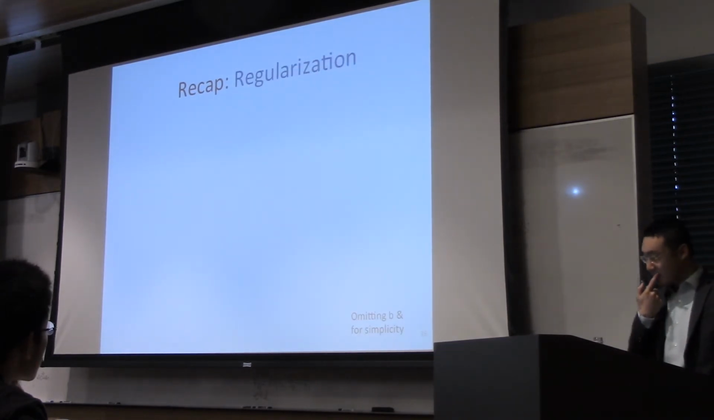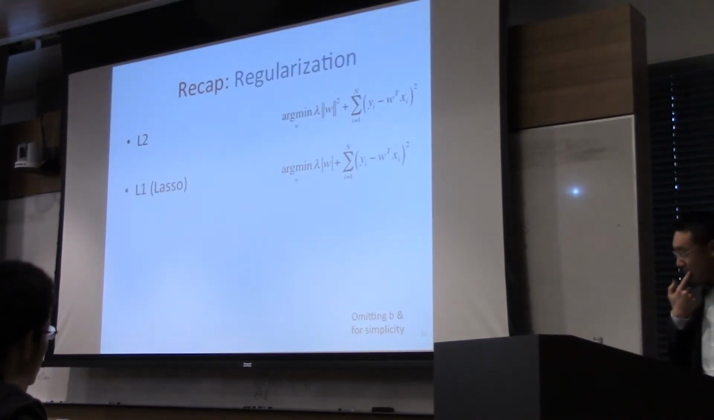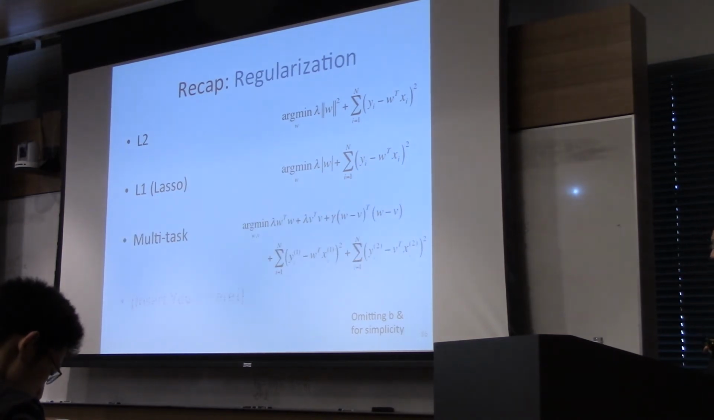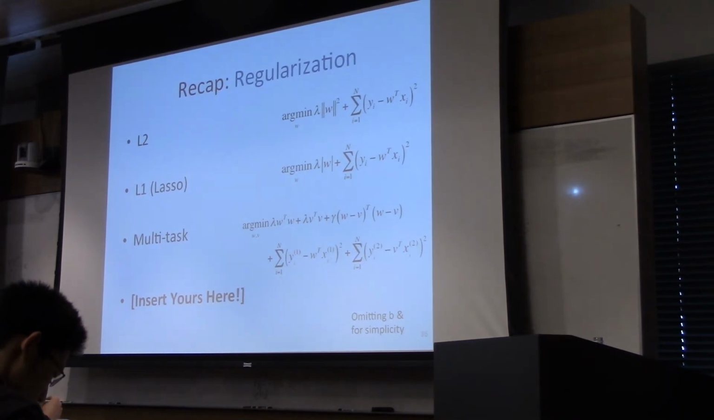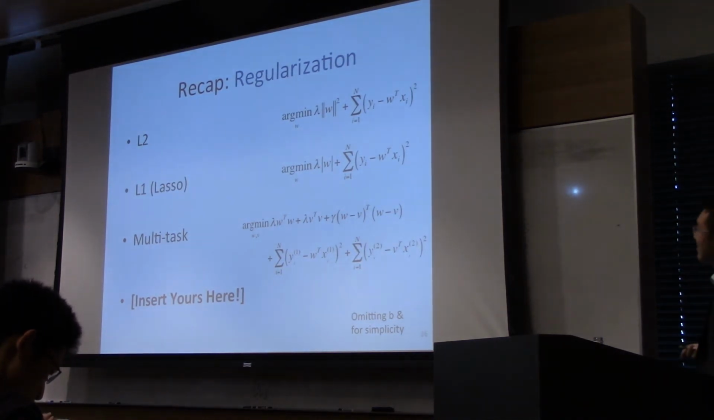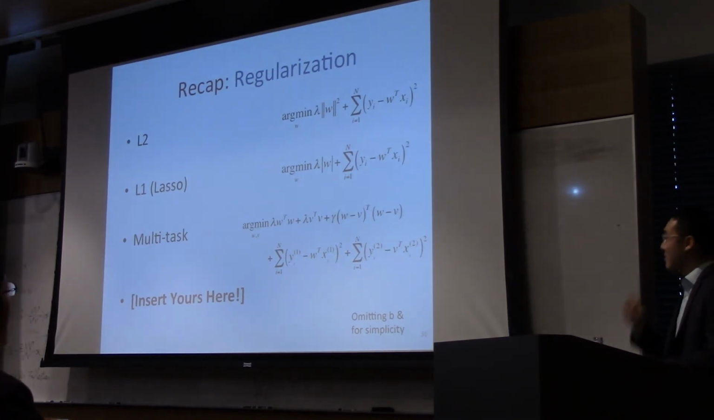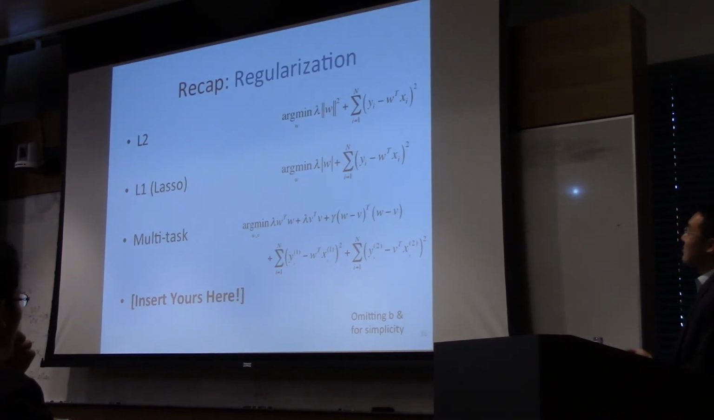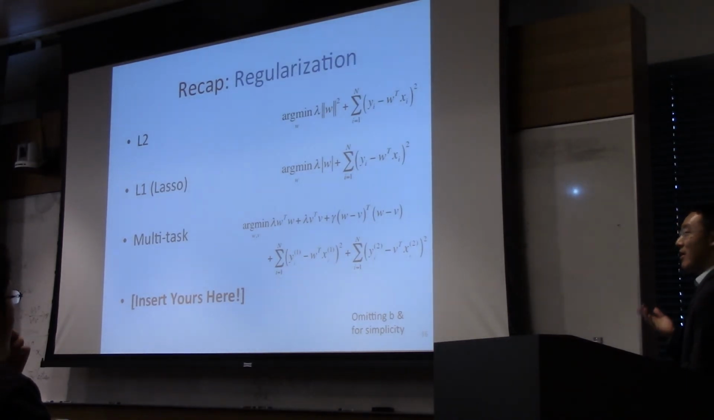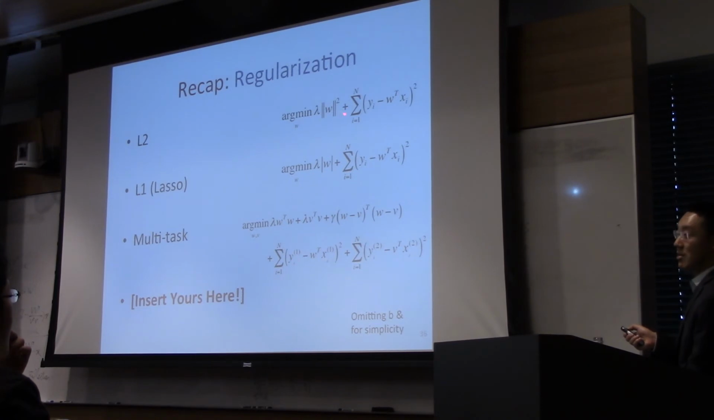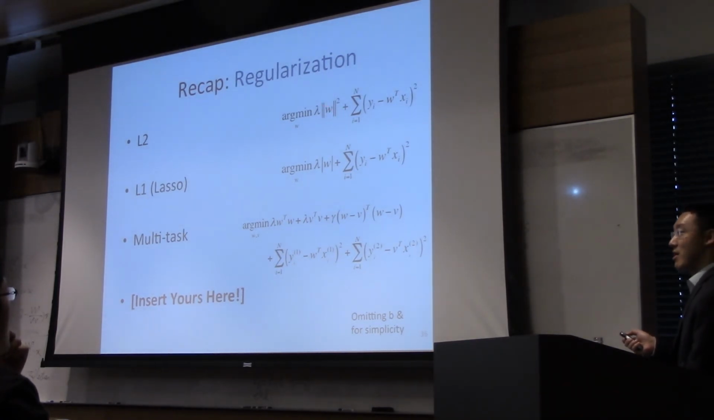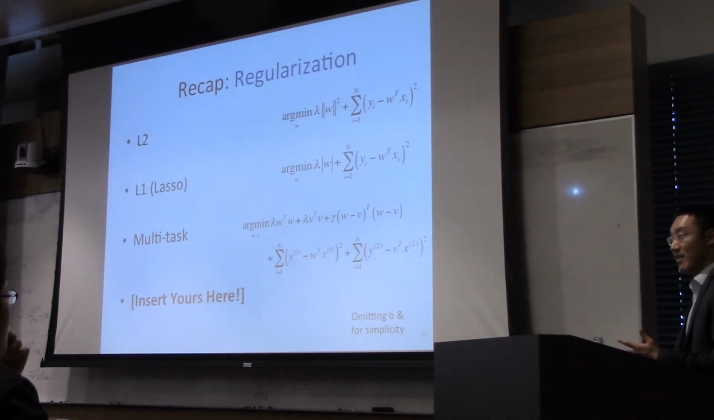So just to recap regularization, we have L2, L1, multitask, and of course, you can insert your favorite regularization here. Maybe you have some form of prior knowledge, right? For example, a simple formulation of regularization is, I have some W that I know is good, then I want to regularize my W not to be close to the zero vector, but close to some other non-zero vector. So that's one way of incorporating prior knowledge.